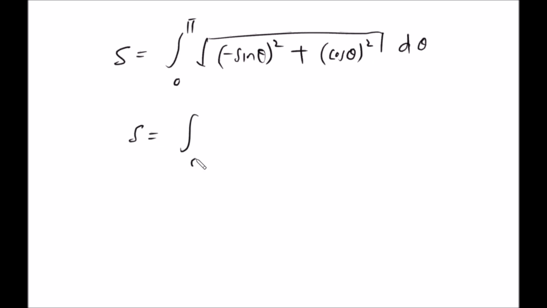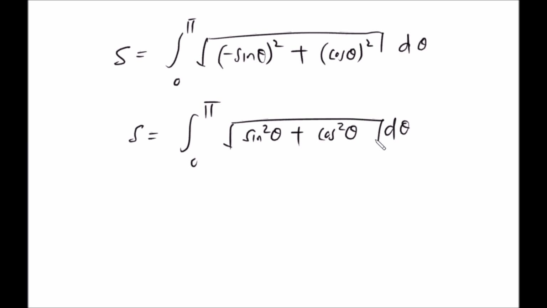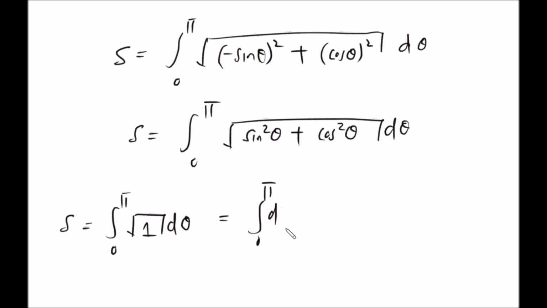So our s is just gonna be integrate from 0 to pi, so negative sin theta squared ni sasa sin squared theta, na cos theta squared ni sasa cos squared theta with respect to theta. So sin squared theta plus cos squared theta sasa na 1, kwa hiyo ni the square root of 1 integrate with respect to theta. The square root of 1 is just 1, so you just integrate d theta, you get theta from 0 to pi. So ingiza limits of integration now, itakuwa pi minus 0.